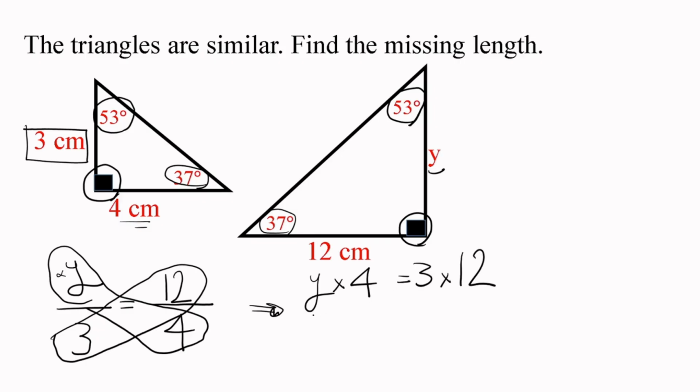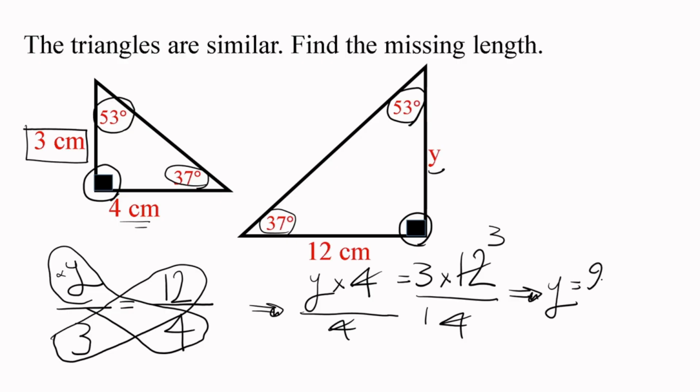I must make the coefficient of y 1. How? By dividing both sides by 4. These two will cancel each other out. I can simplify it. If I divide this one by 4, it's going to be 1. If I divide this one by 4, it's going to be 3. So y is equal to 3 times 3, 9 centimeters. And this is the correct answer of this example. So pay attention, sometimes finding corresponding sides can be challenging.